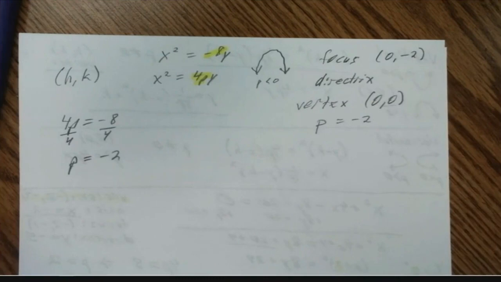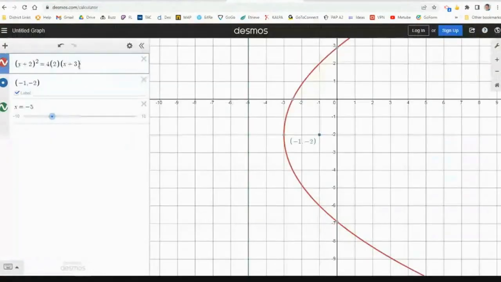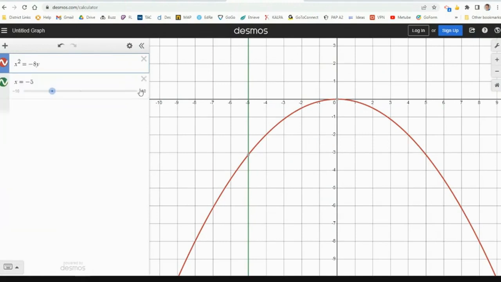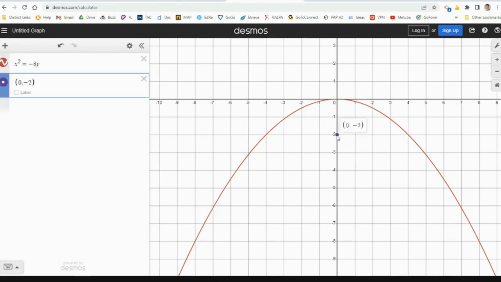All right, so let's look at that on a graph real quick. Let's put that over here. We just have x squared equals negative 8y. That was our original equation. There's our downward facing parabola with a vertex at (0, 0). We said our focus now is at (0, -2). So there's our focus. And we notice it's a distance of 2, which we said our p is negative 2. So that's a distance of 2.